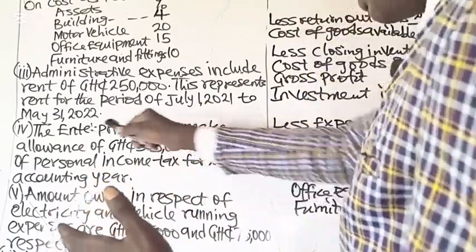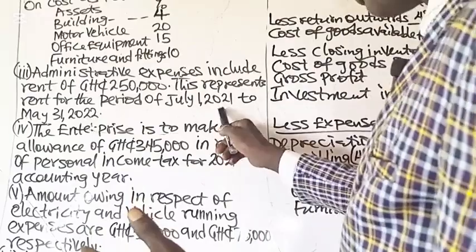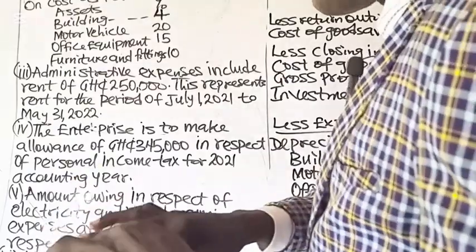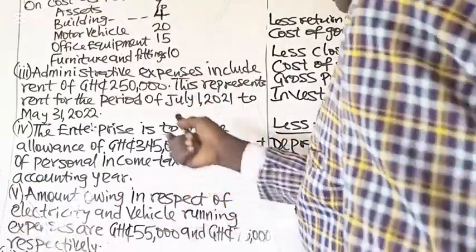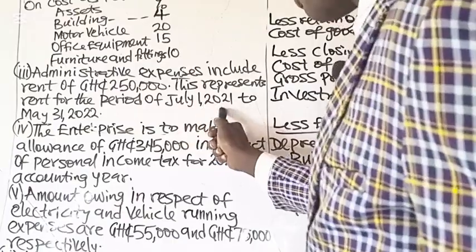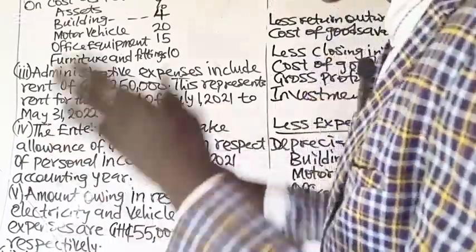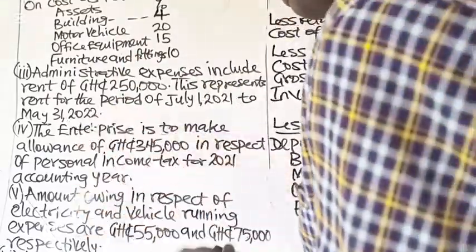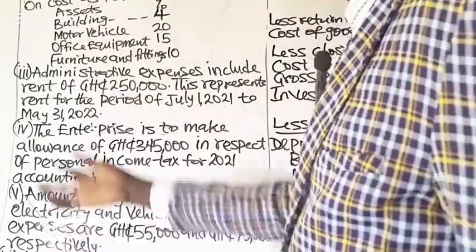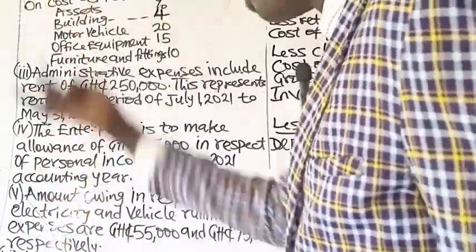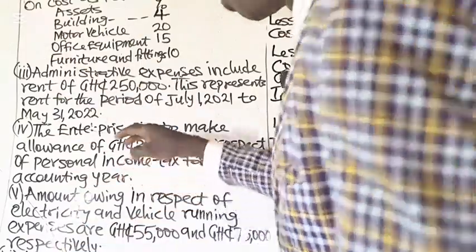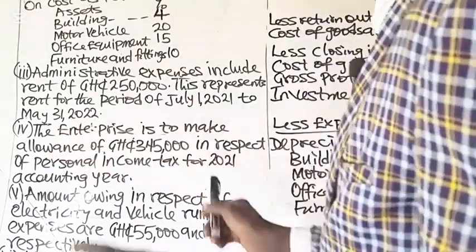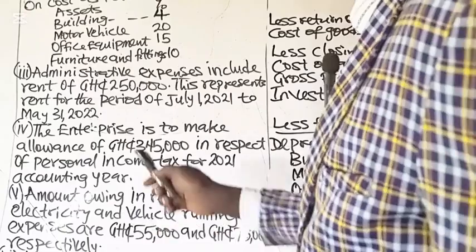From July 1 to May 31st, 2022: July 2021, July, August, September, October, November, December, January, February, March, April, May. It shows that from July 1st, 2021 to May 31st, 2022, that is 11 months. But we said of these 11 months, rent for January 2022, February, March, April, May, 5 months, is not supposed to be included in 2021 because that rent is for 2022.